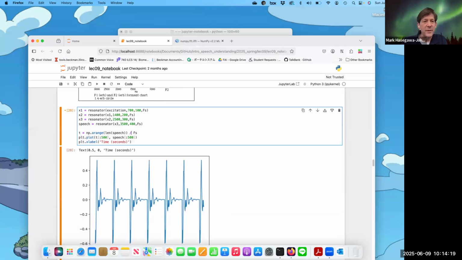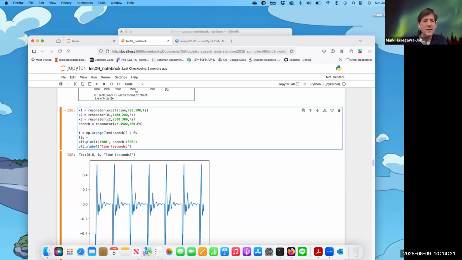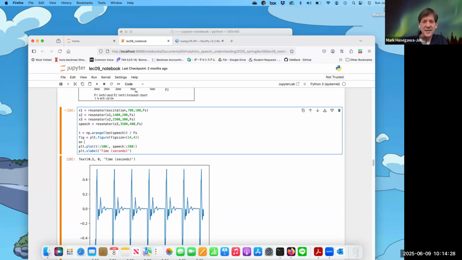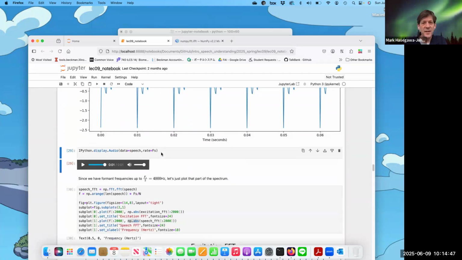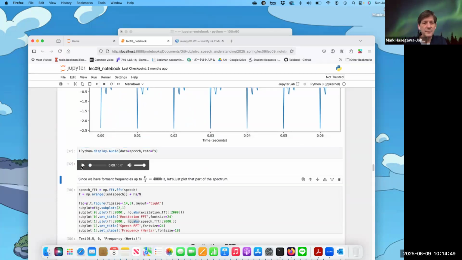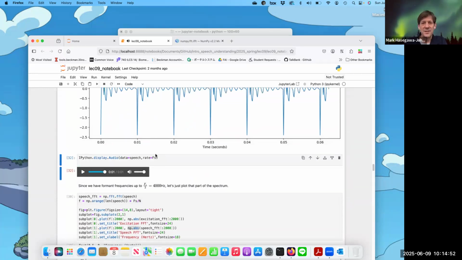And let me create a figure here, which is 14 by 4. And let me create an axis. And I think I can just do ax plot and ax set x label. Let's try that. All right, so here's my awe with incorrect phase. Let's play it back and make sure it's an awe. Okay, that sounds like awe.